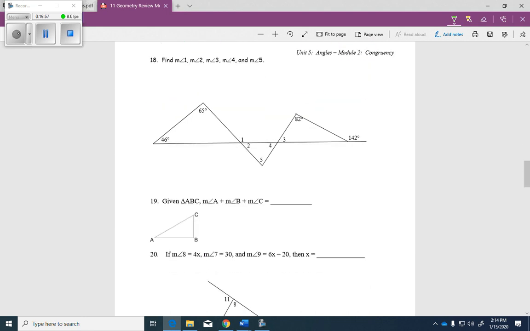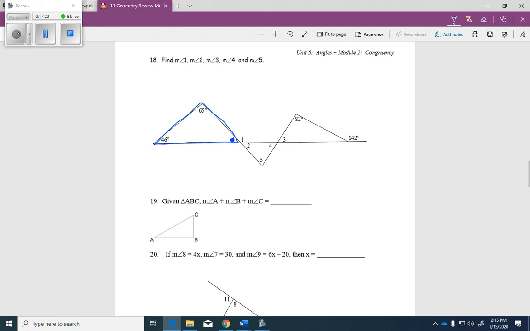Now, some people get confused on 18. 18 is more of like a bonus question on your test. As long as you don't give up, you'll find the answer. Don't just go and find the angles in order. Find even angles that aren't marked. I actually want to find this one first because I notice it's part of a triangle.